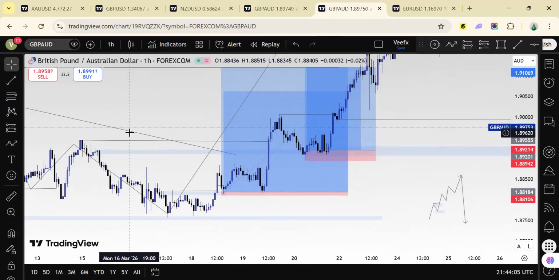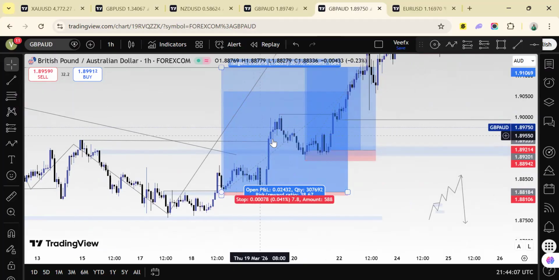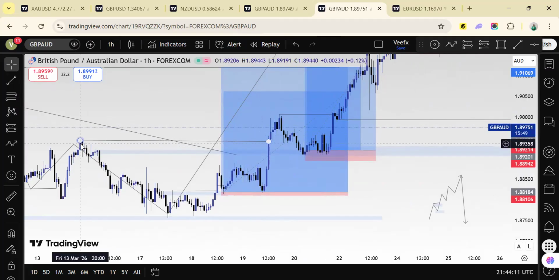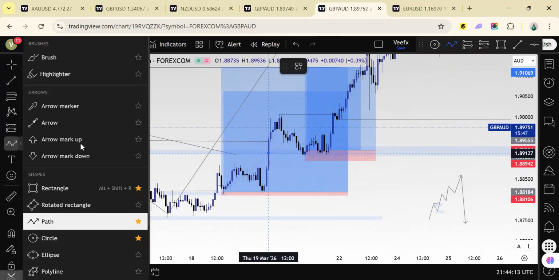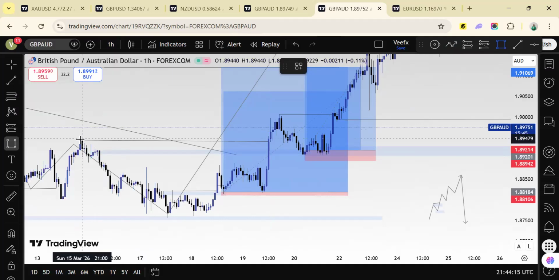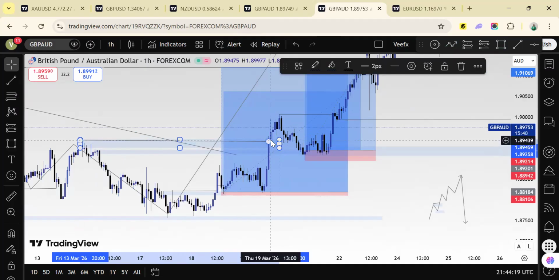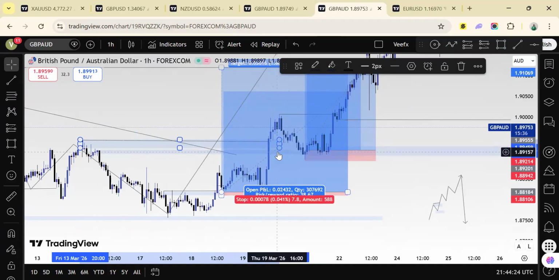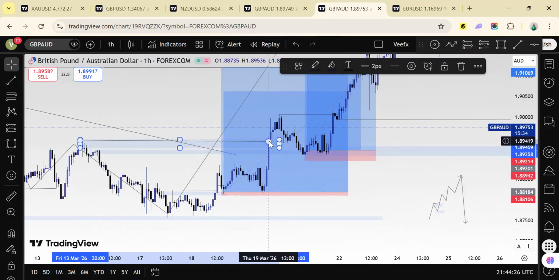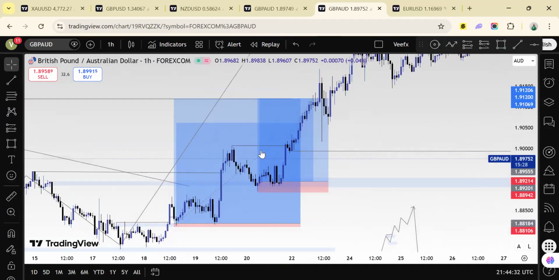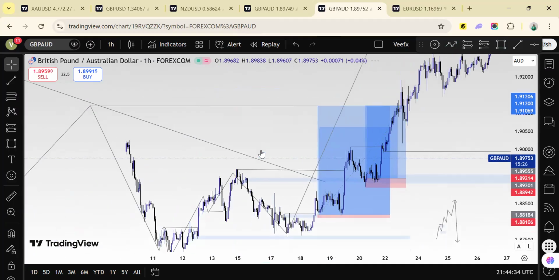That is why I didn't enter from here. Why? Because this liquidity here has already mitigated this breaker block here. So I didn't enter from here because it was already mitigated by this inducement liquidity. That is why I picked this other breaker block as my entry, because it is closer to this inducement liquidity and it has also not been mitigated. So you can see the market also came here and reacted.